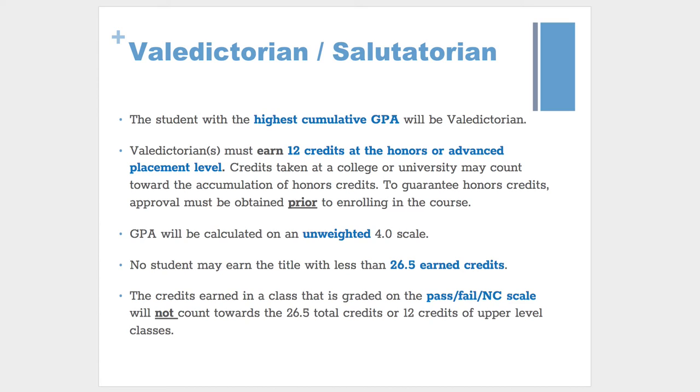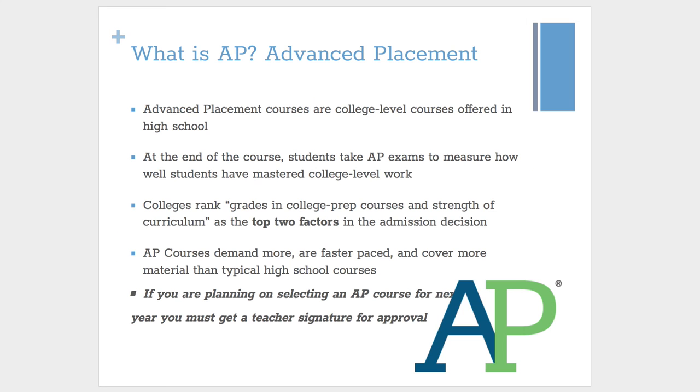Valedictorian and salutatorian. Are you one of the top students in your class? Do you want to earn the title of valedictorian or salutatorian? If so, there are certain requirements that you have to achieve other than just getting a 4.0 GPA. You have to earn 12 credits in honors or AP classes, and you have to earn at least 26.5 credits. So pay attention to these requirements if you're interested in being the top of your class.